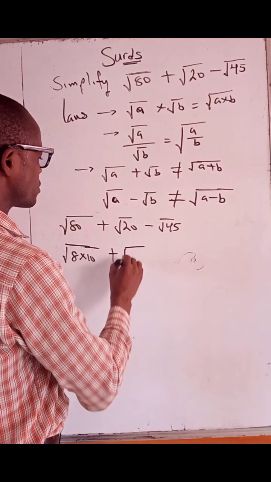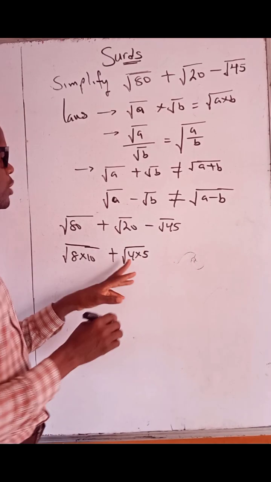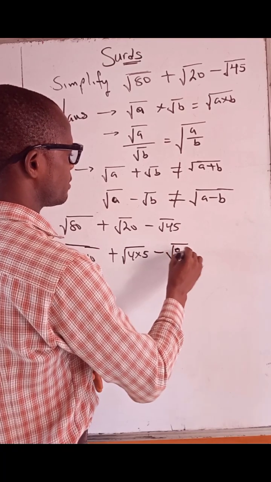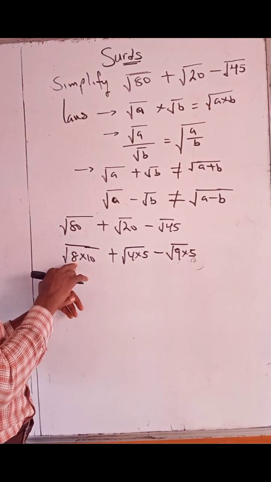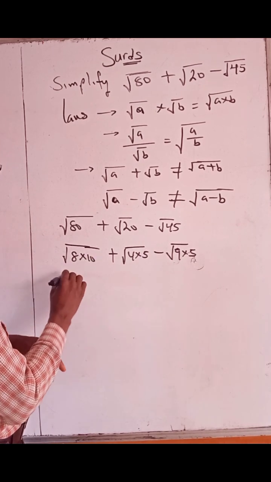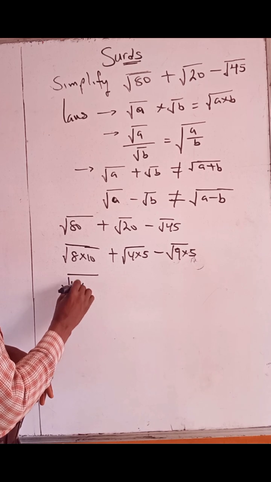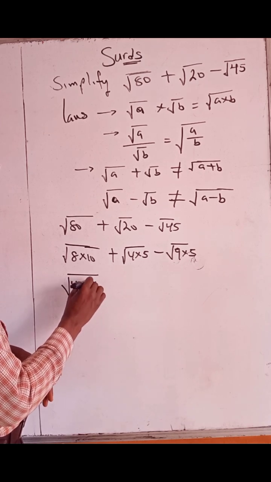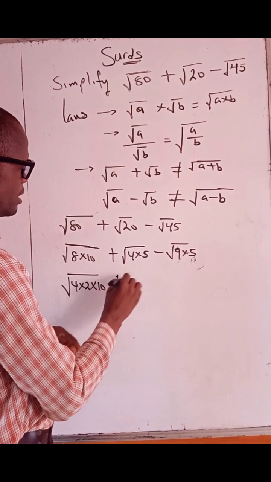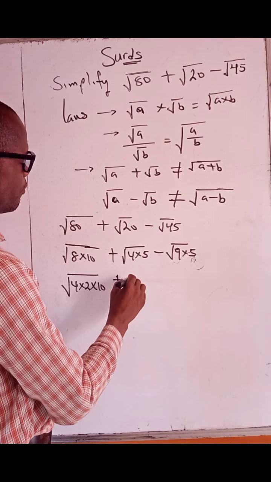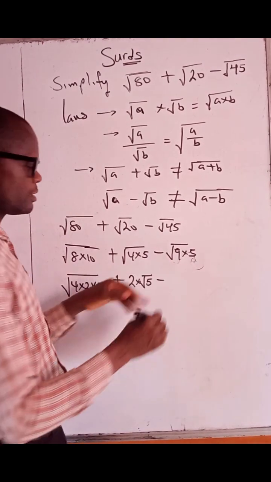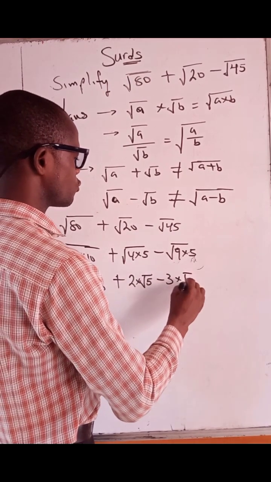Then here you use 4 times 5. You know it will give you your 20. Then here you can use your 9 times 5. But you discover that under this, we don't have a number that will give us a perfect square. So for 80, you can break it to be what? 4 times 2, then times 10. That will give you your 80 back. Here, what's the square root of 4? That will be 2. Then you are now left with root 5. Then the square root of 9 is 3. So you are now left with root 5.